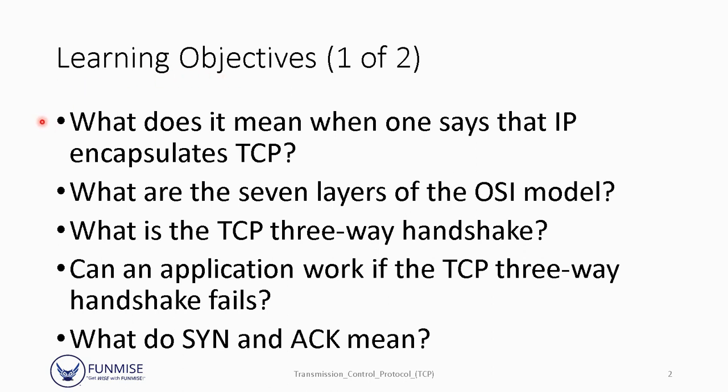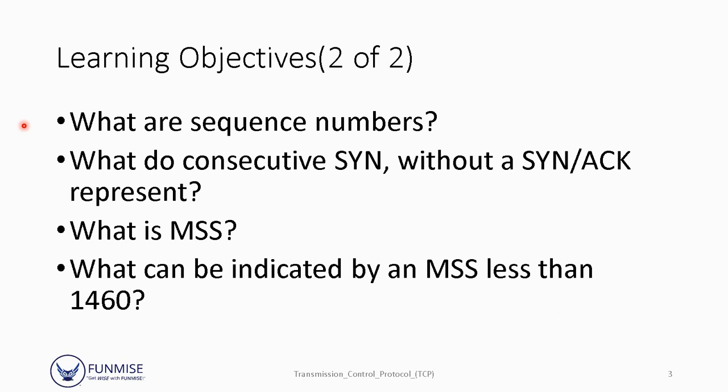First, what does it mean when one says that IP encapsulates TCP? What are the 7 layers of the OSI model? What is the TCP three-way handshake? Can an application work if the TCP three-way handshake fails? What do SYN and ACK mean? What are sequence numbers? What do consecutive SYN without a SYN ACK represent? What is MSS? What can be indicated by an MSS less than 1460?